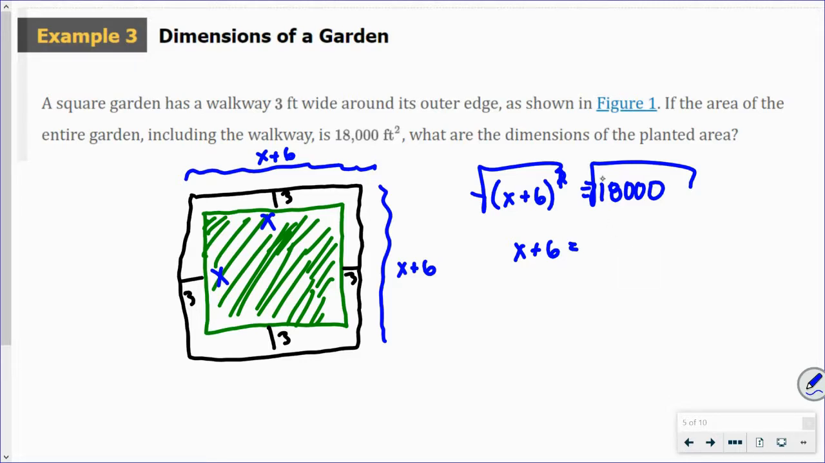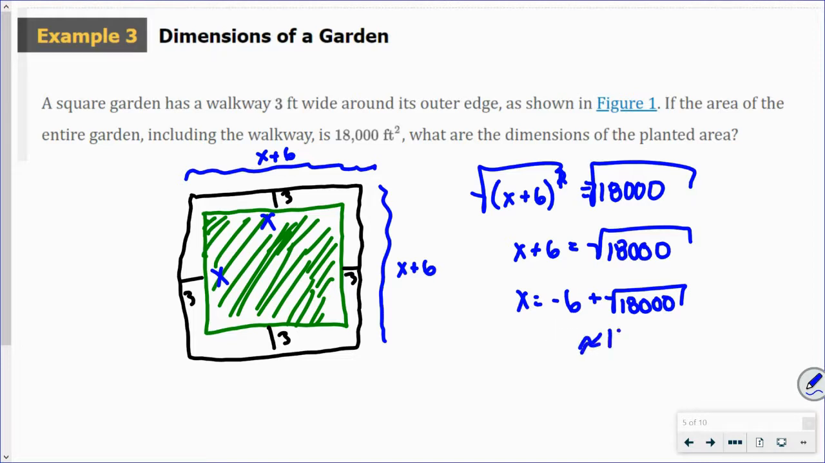So this is actually a decimal right now. So we're just going to kind of keep it for just a second. And then we're going to subtract 6. So x equals negative 6 plus radical 18,000. And we can put all that into the calculator at once. So negative 6 plus the square root of 18,000. Then you get about 128. So the dimensions are 128 feet by 128 feet.